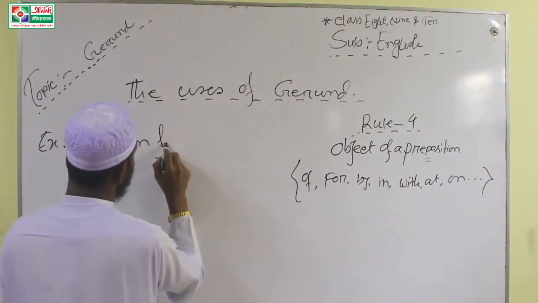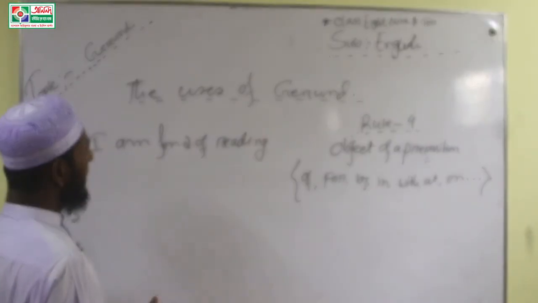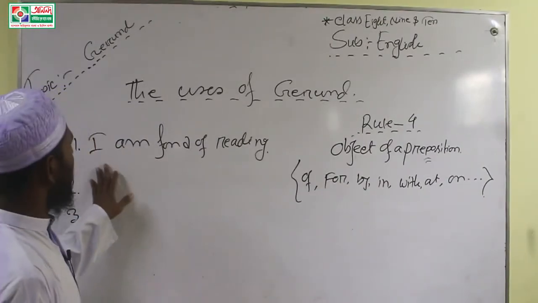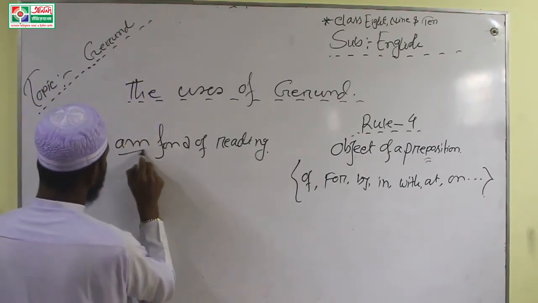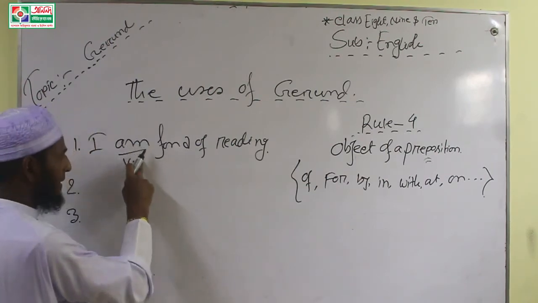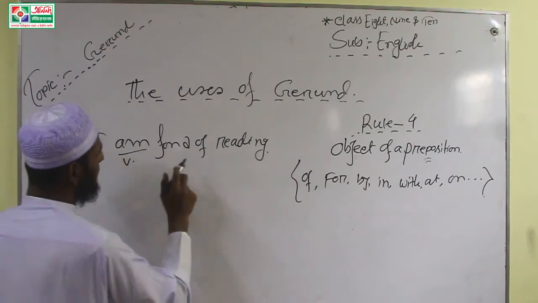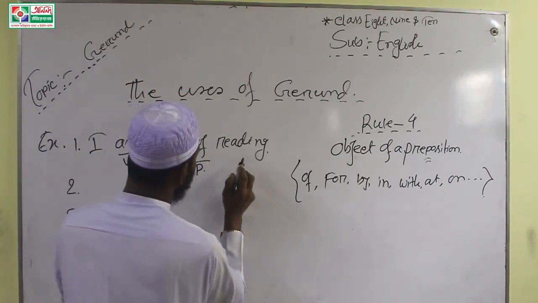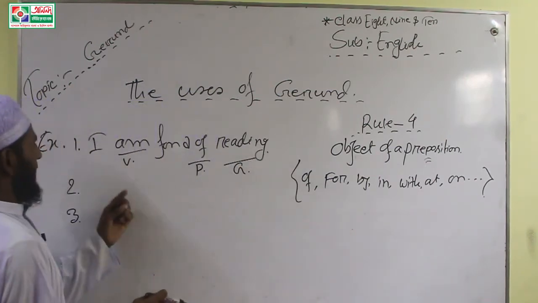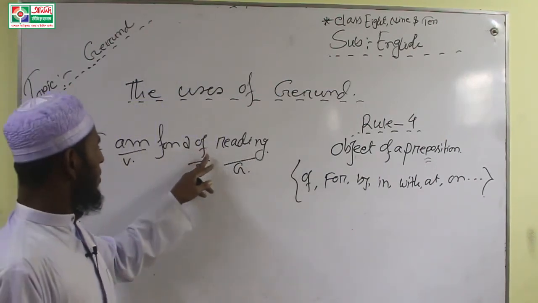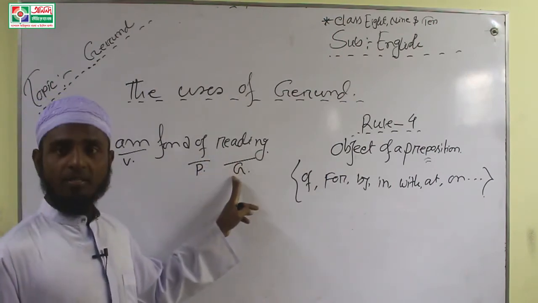I am fond of reading. Am is an auxiliary verb, but in this sentence am is used as a main verb, and of is the preposition, and this is the object, I mean gerund. Verb, of is the preposition, and reading is the object, that means gerund.